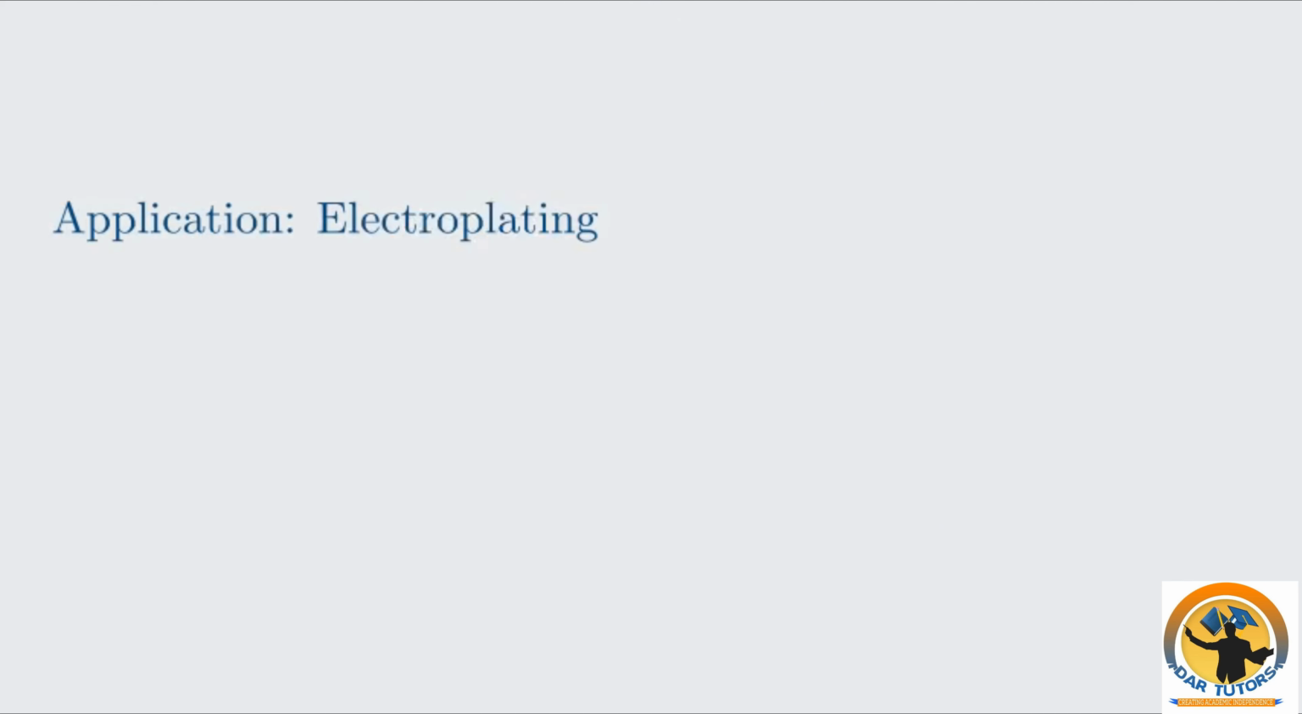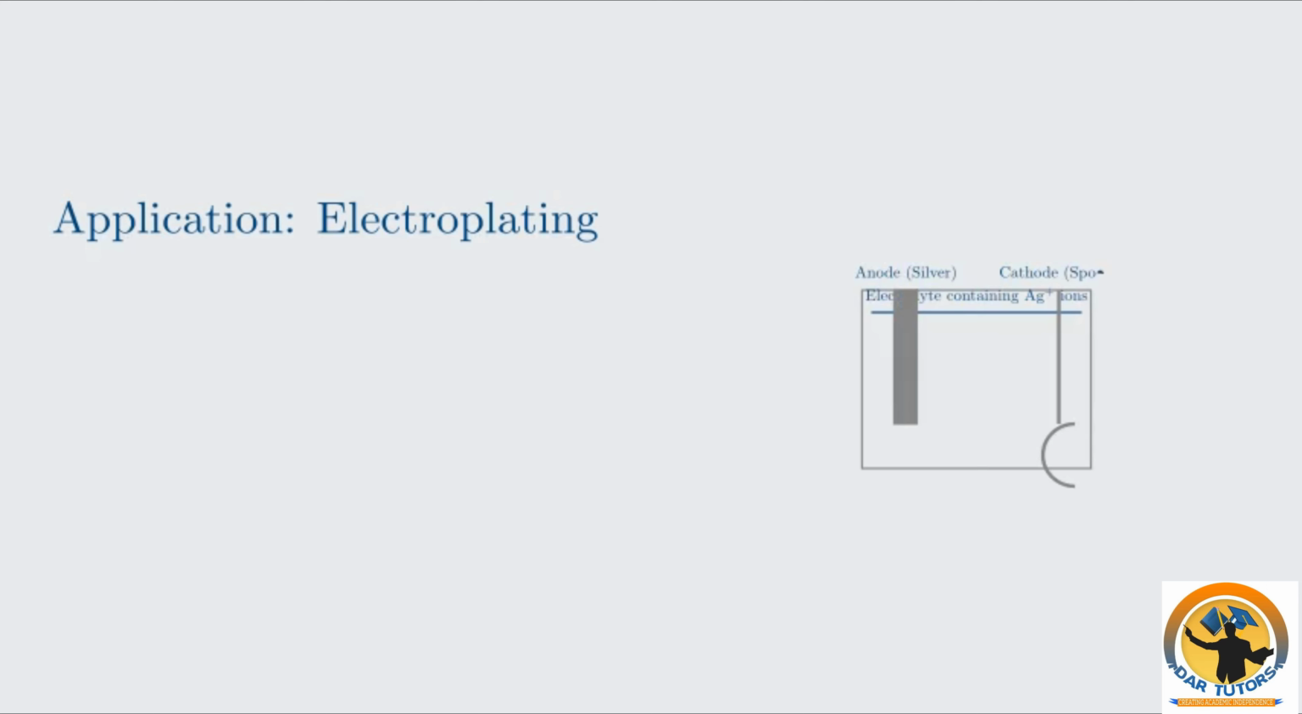A direct application of the electrolytic cell is electroplating. Electroplating is a method used to coat one metal object with a thin layer of another metal. This is primarily done to improve appearance or prevent corrosion, such as chroming a car bumper or silver plating cutlery. To achieve this, the article to be plated is made the cathode in an electrolytic cell. A rod of the plating metal, say silver, is made the anode. The electrolyte must contain cations of the metal we want to deposit, so for silver plating, we would use a solution of silver ions.